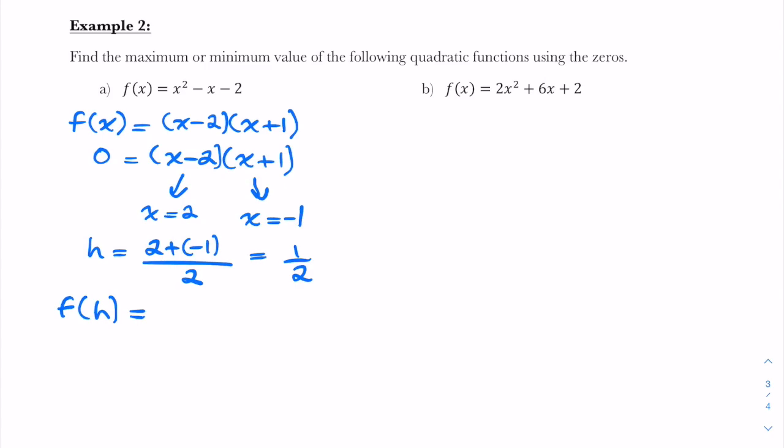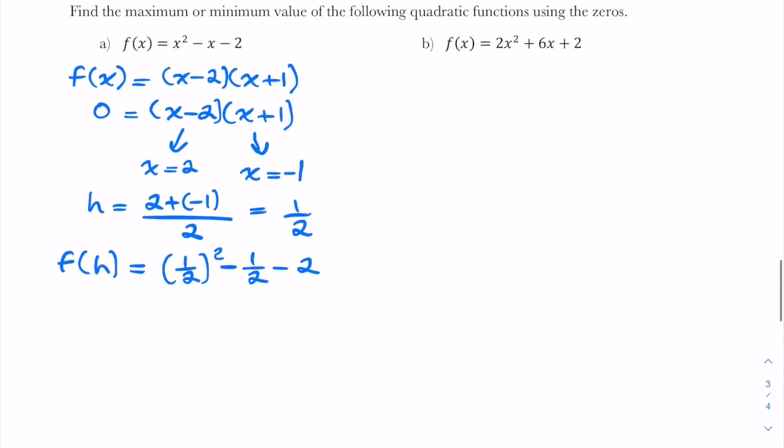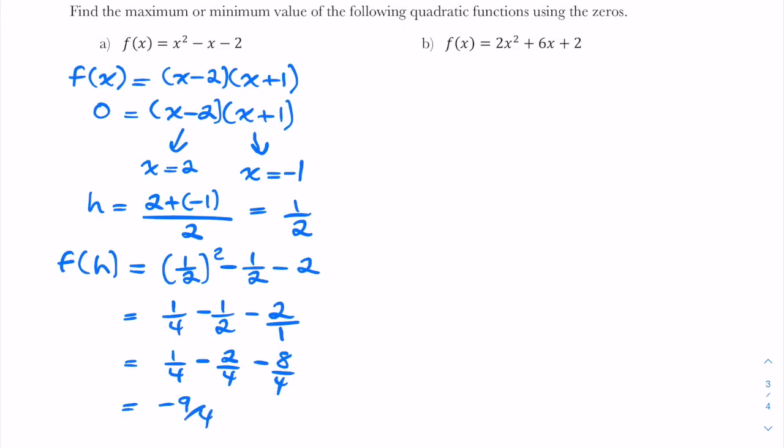So we have an input value of 1/2. And simplify. So 1/2 squared is 1 over 4. Take away 1/2, take away 2. Okay, we've got some fraction math now. So I'm going to make the 2 over 1 so that I can add and subtract my fractions. So this is 1 over 4, take away 2 over 4, take away 8 over 4. And all of that simplifies to negative 9 over 4.